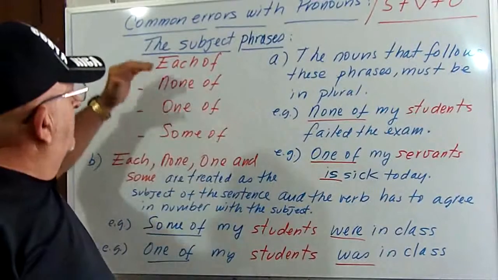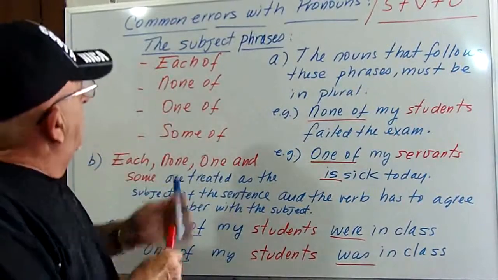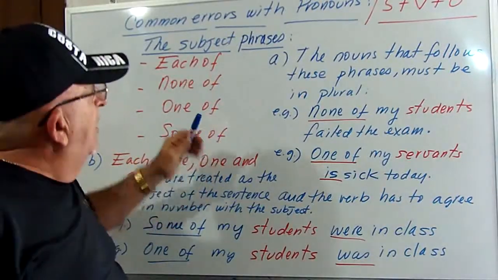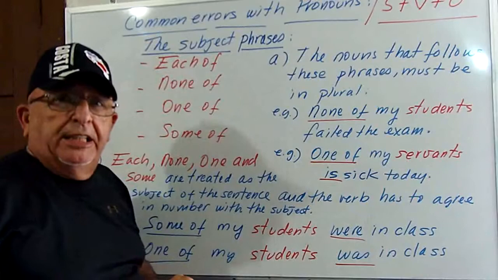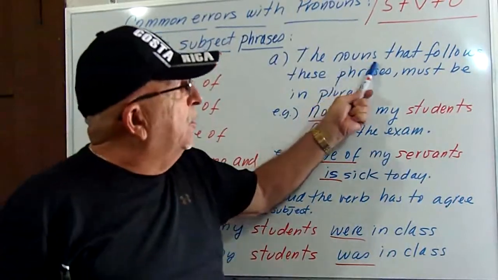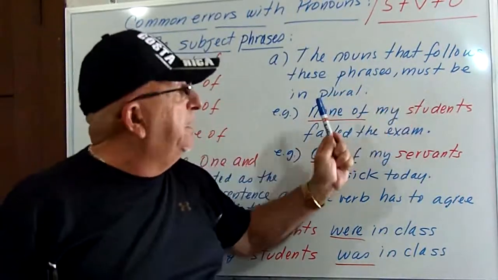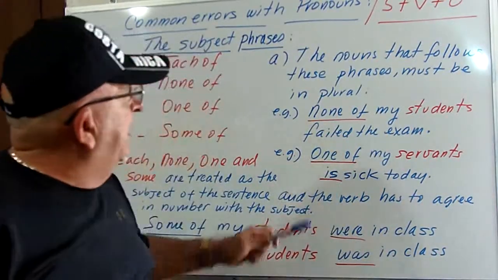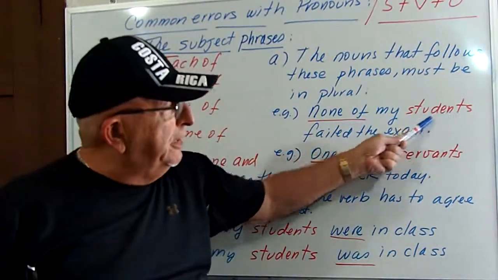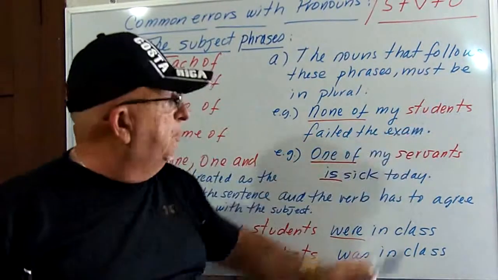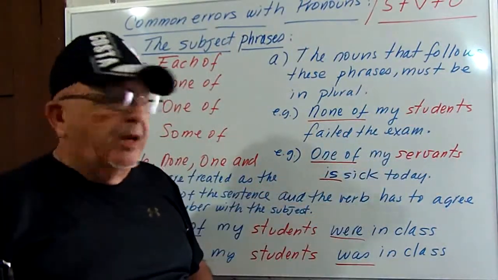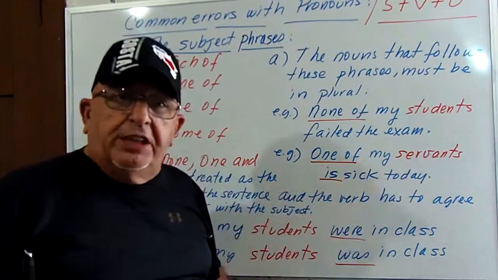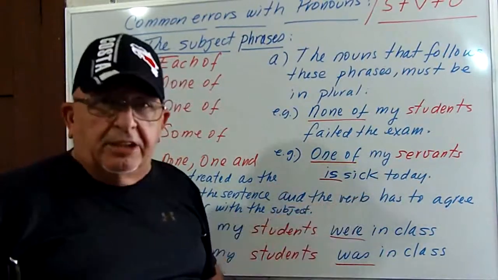And for example, I have four cases here. Each of, none of, one of, and some of. When I use these subject phrases in a sentence, the noun that follows these phrases must be in plural. Okay? For example, none of my students, here the noun is in plural, failed the exam. Okay? Another case, one of my servants, here in plural, is sick today.